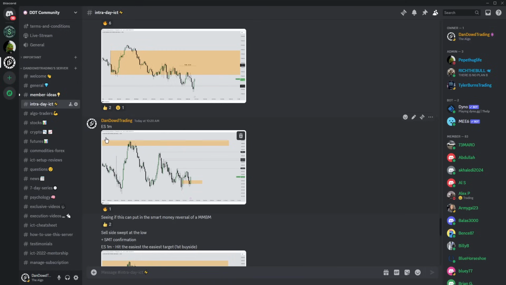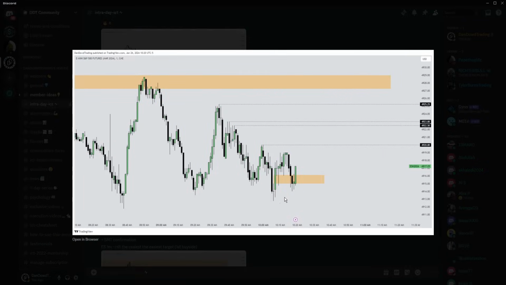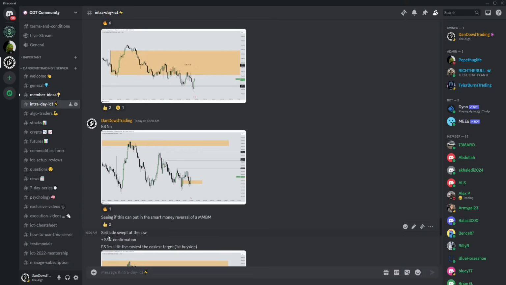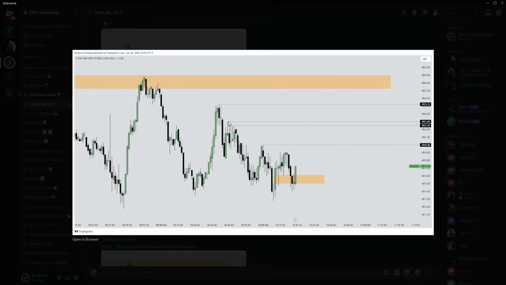So at 10:20 a.m. ES on the 1-minute time frame, seeing if this can put in the smart money reversal of a market maker buy model. Like I said, a market maker buy model, I explained that, but I also said the smart money reversal is just the key reversal point. I said sell side liquidity has been swept. We used an SMT as a confirmation, and it was likely to start targeting all of these old highs in here and then that 15-minute fair value gap.